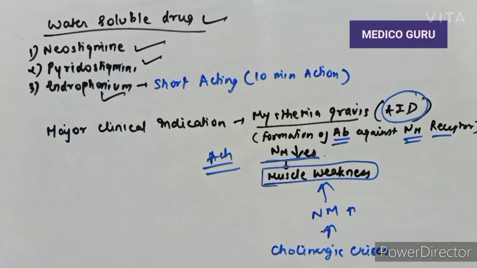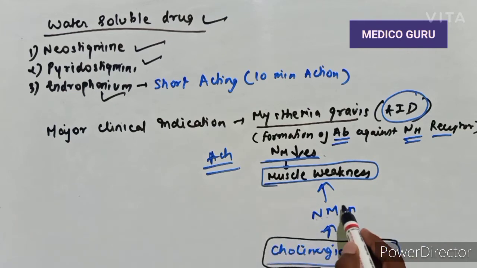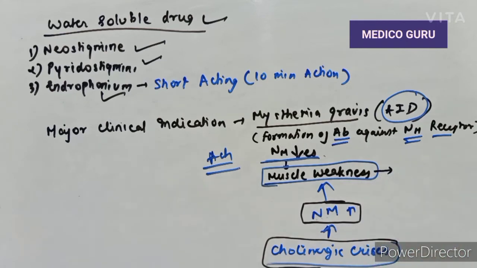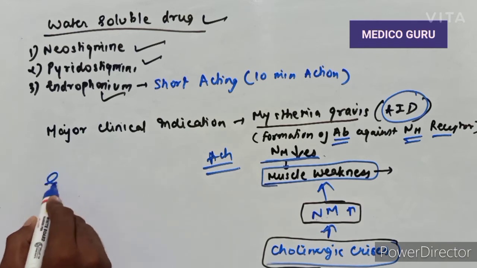But similarly there is the condition of cholinergic crisis also. In cholinergic crisis, the NM receptor stimulation increases too much, and due to this excess, it also leads to muscle weakness. So how can we differentiate myasthenia gravis and cholinergic crisis? We can differentiate these two diseases by edrophonium.